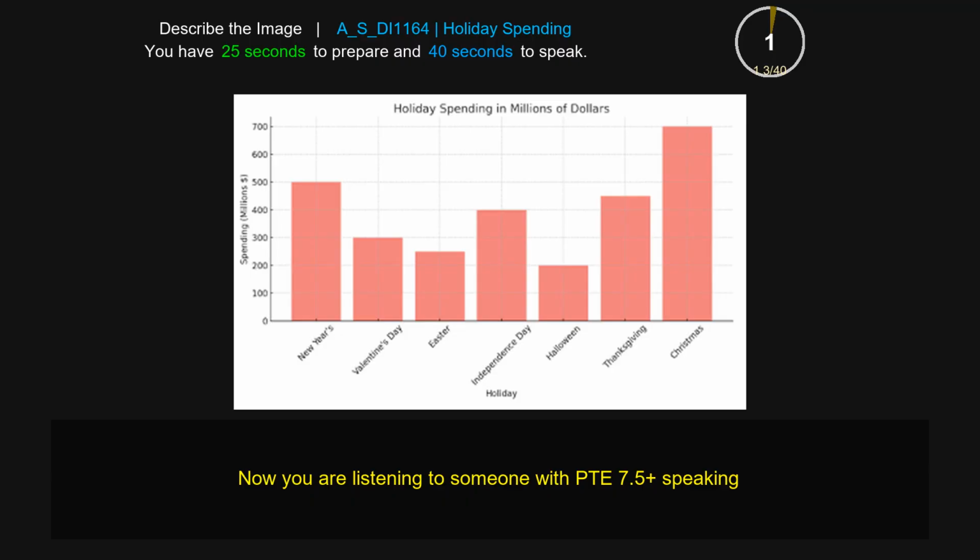The given graph shows the information about holiday spending in millions of dollars. The data is given in numbers. There are many other categories: New Year's, Valentine's Day, Easter, Independence Day, and Christmas.